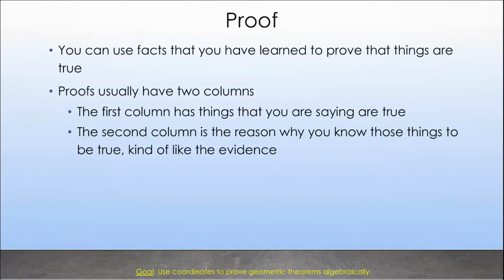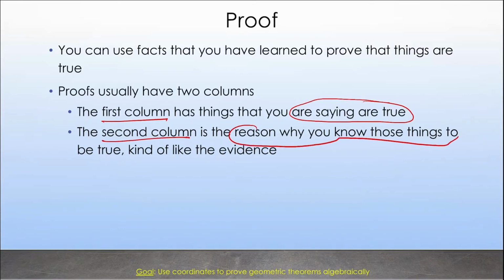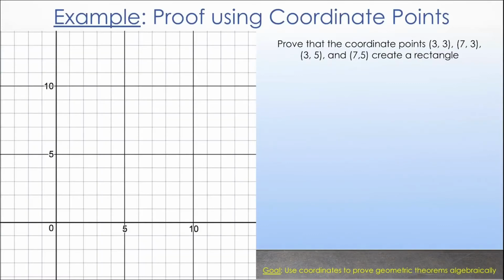Okay, so a proof. You can use facts that you have learned to prove that things are true. Proofs usually have two columns. The first column has things that you're saying are true. The second column is the reason why you know those things. So it's mainly this reason part. Okay, so let's look at this.